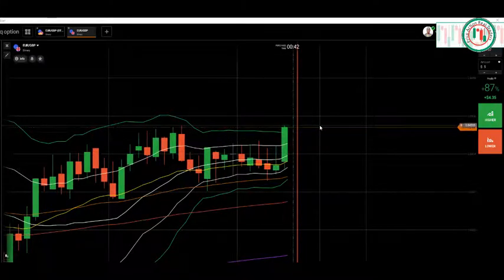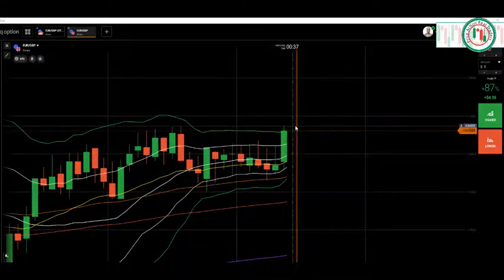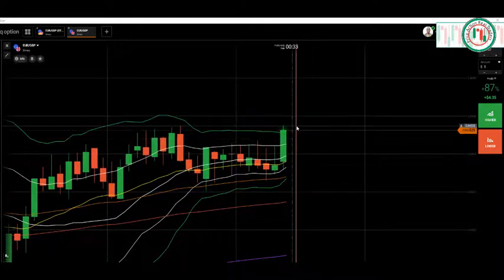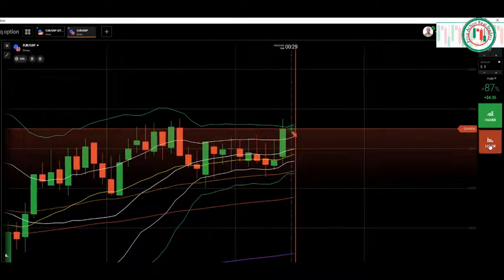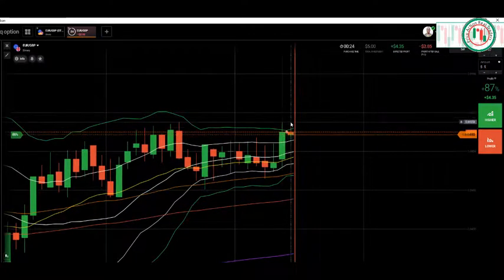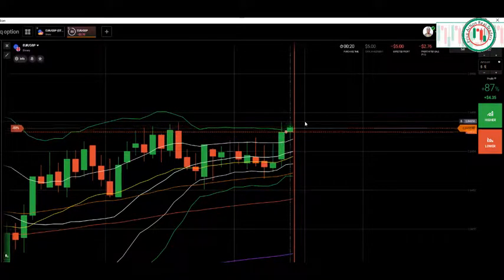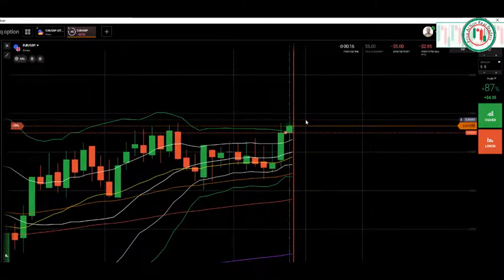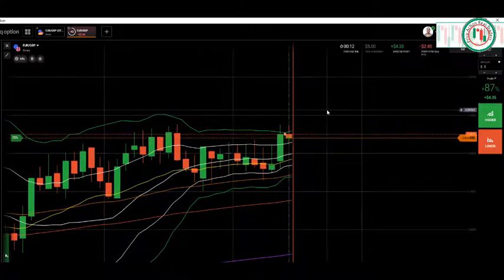So here we are in a ranging market. You can see a Bollinger Squeeze here. The market is not ready to break this level. I will place my trade put option because I know the market is not ready to break this level. Sellers must enter at this level, so that's why I place my trade put option, because of this ranging market.